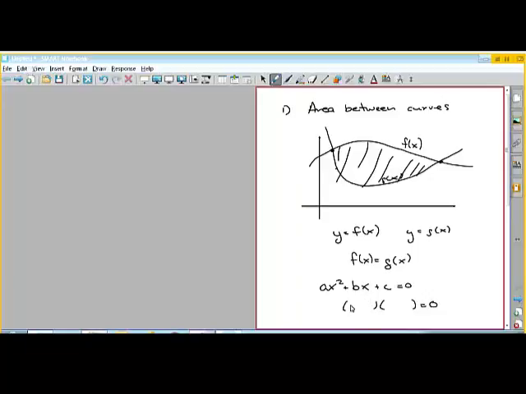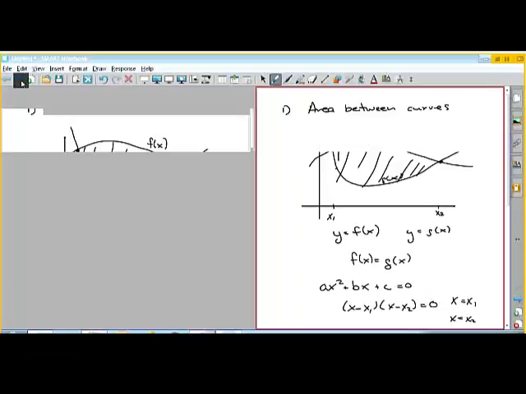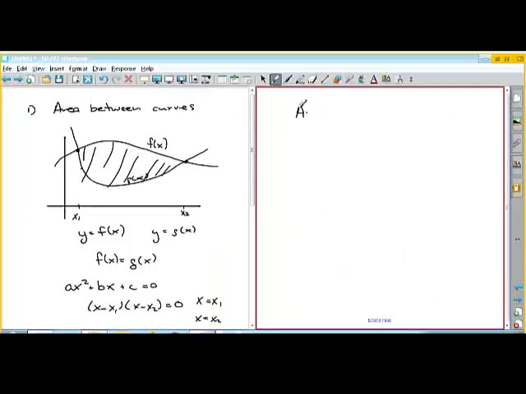So once you have x minus something, let's just call it x1, and x minus x2, these are the points of intersection. When you set each of the factors equal to 0 and solve for x, you'll get those two. So this will be x sub 1, this will be x sub 2, and then all you have to do is to find the area.